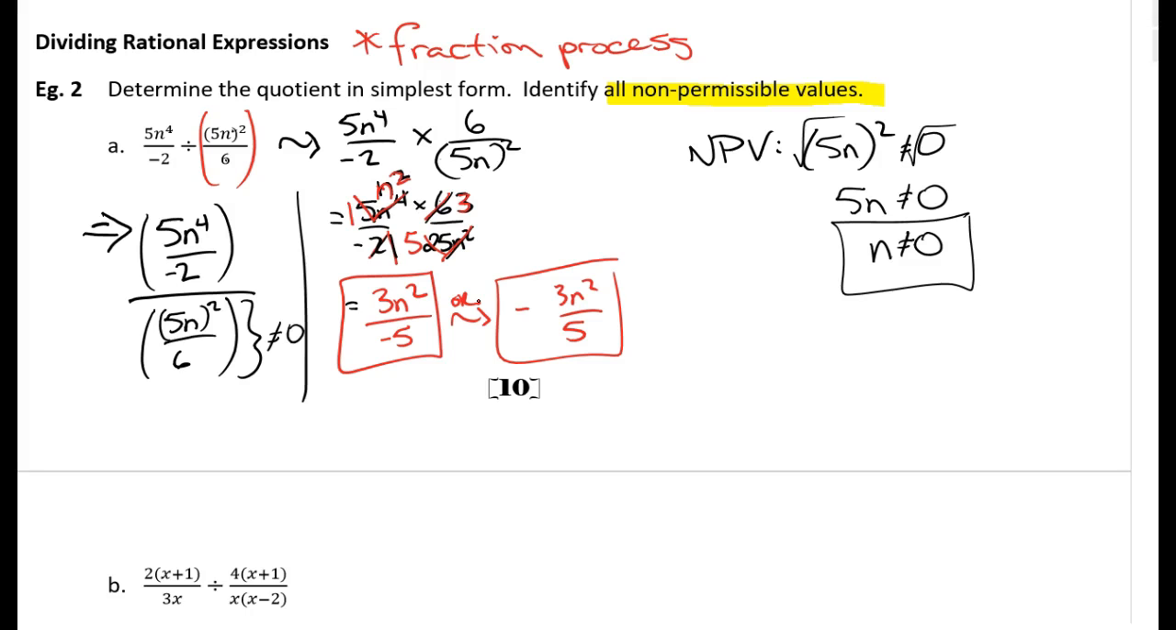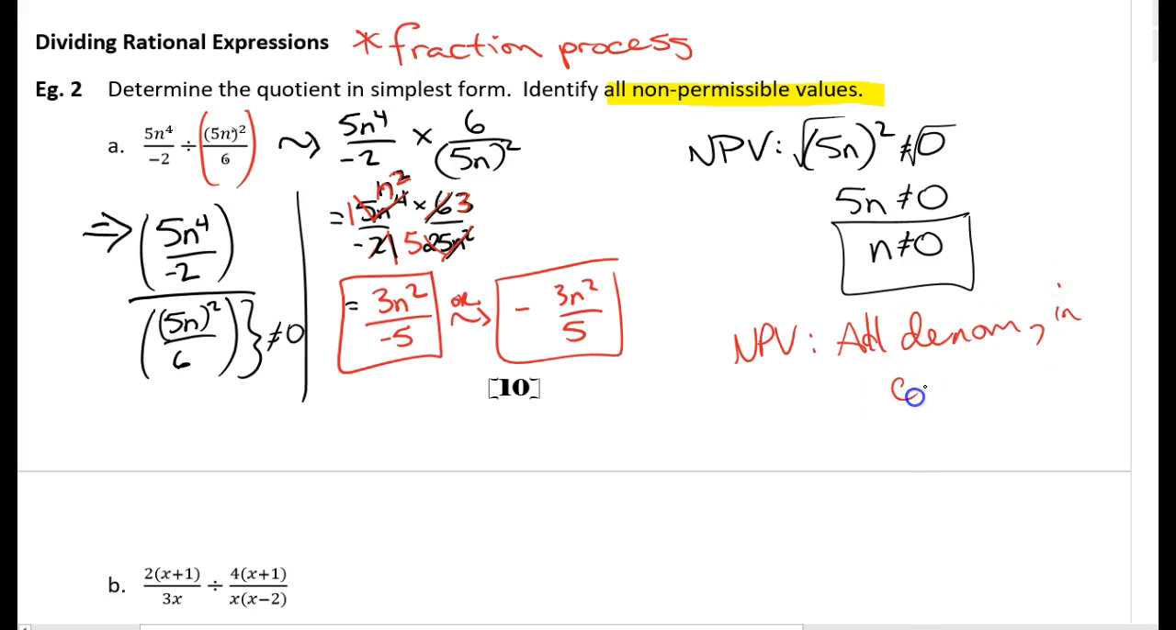That's how we do it. So make sure you do the non-permissible values for all denominators, including the reciprocal.